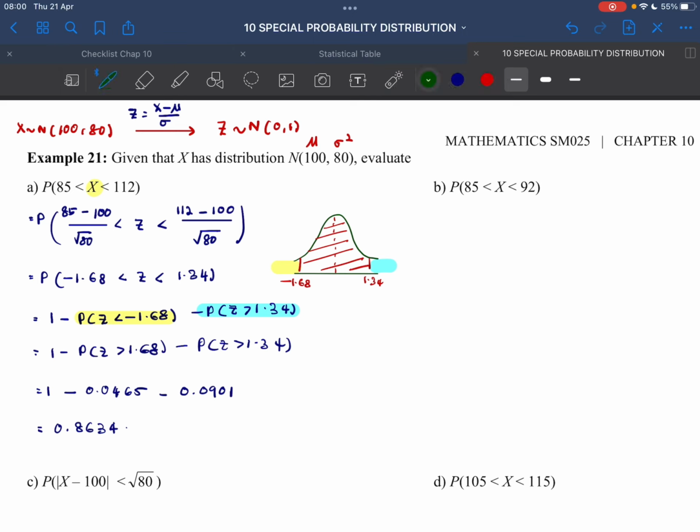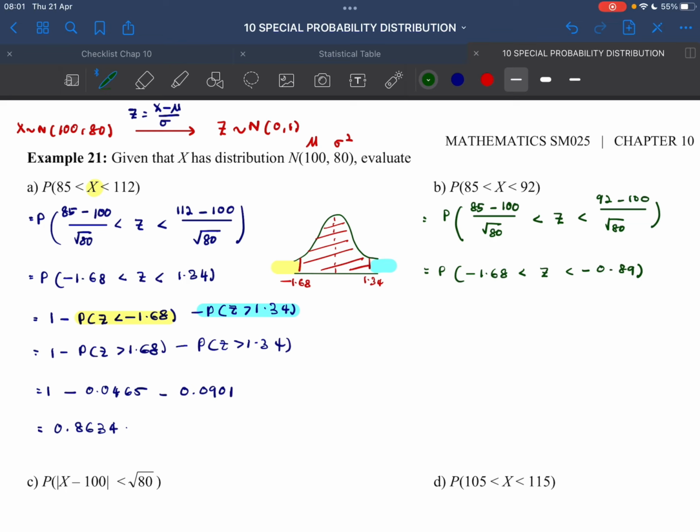Here we first change this by using the formula x minus mu over standard deviation. So x minus mu, which is 100, over the standard deviation, square root of 80, and we change this to z. Here we have 92 minus 100 over square root of 80. Type that in your calculator and you should get P of negative 1.68 less than Z less than negative 0.89. So we are back at the standard normal distribution.